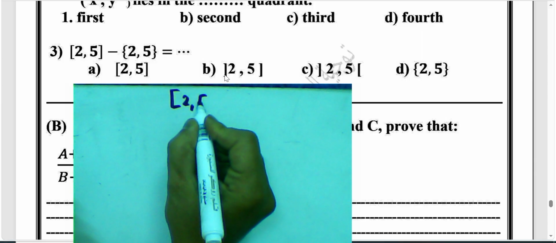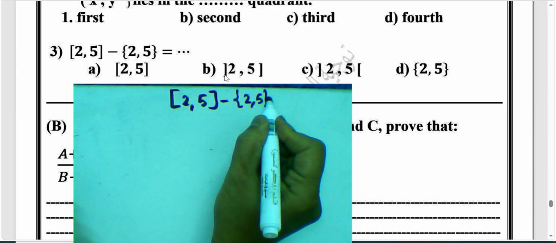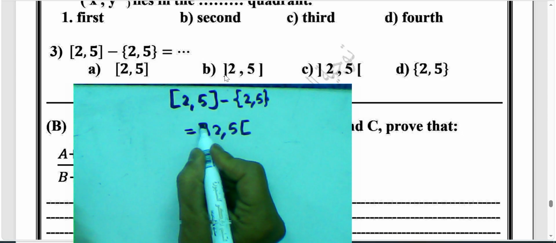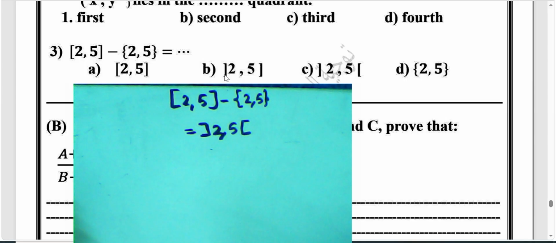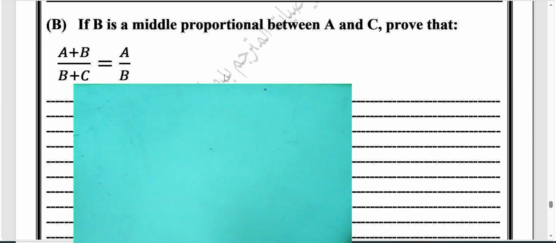We have the closed interval from 2 to 5. Subtracting 2 and 5 from it, it will be the open interval from 2 to 5. This will be an open interval. Next question.